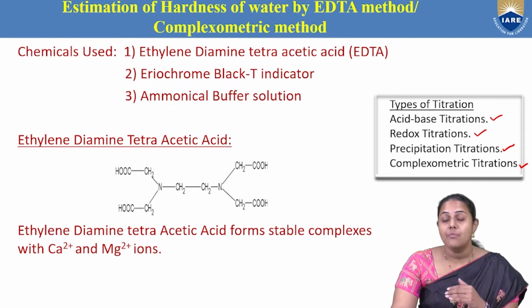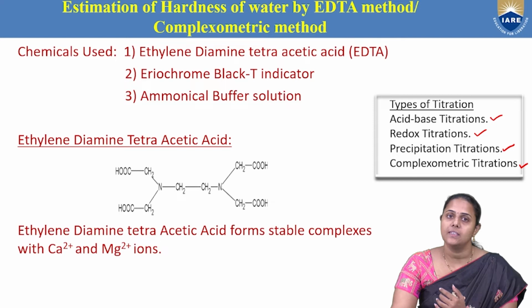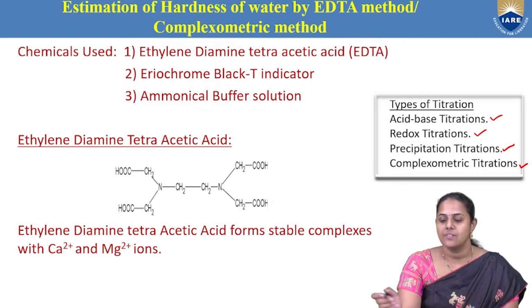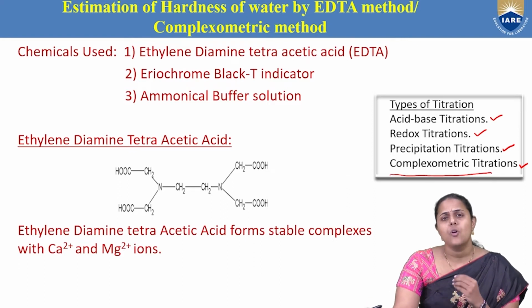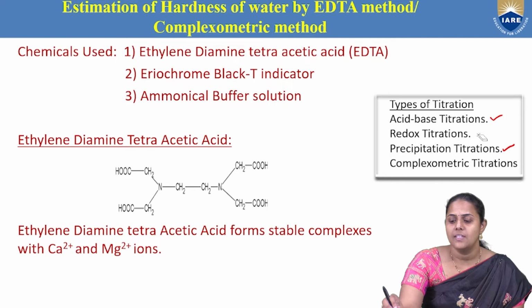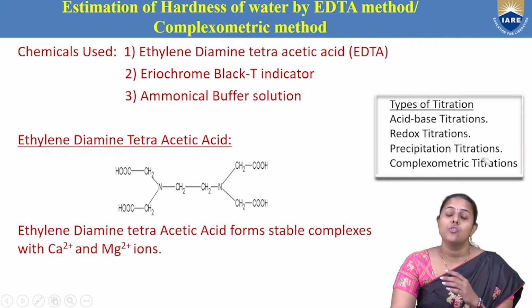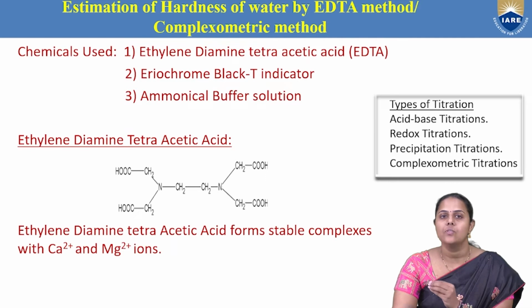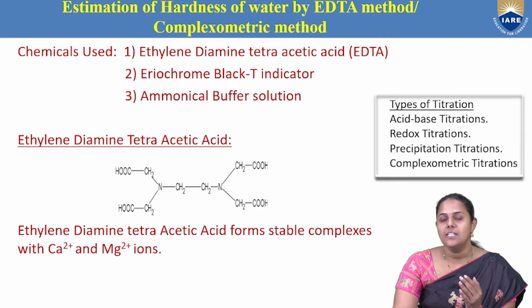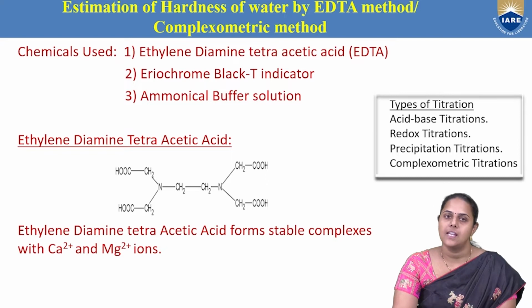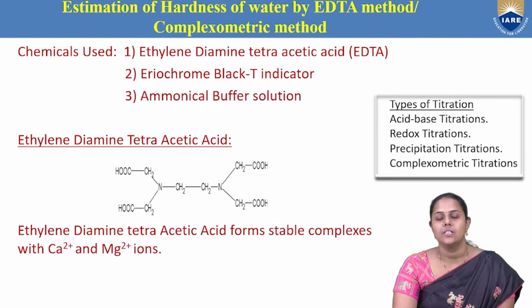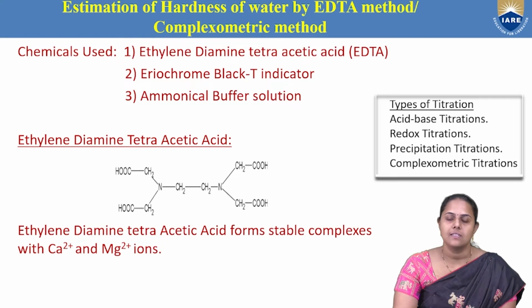Now, today our experiment, the estimation of hardness of water by the EDTA method, comes under complexometric titrations, that is, the last one. As I already told, metal and ligand complex formation takes place. Here, the calcium and magnesium will form complexes with the reagents used in this titration. Now let's get into our experiment, the estimation of hardness.